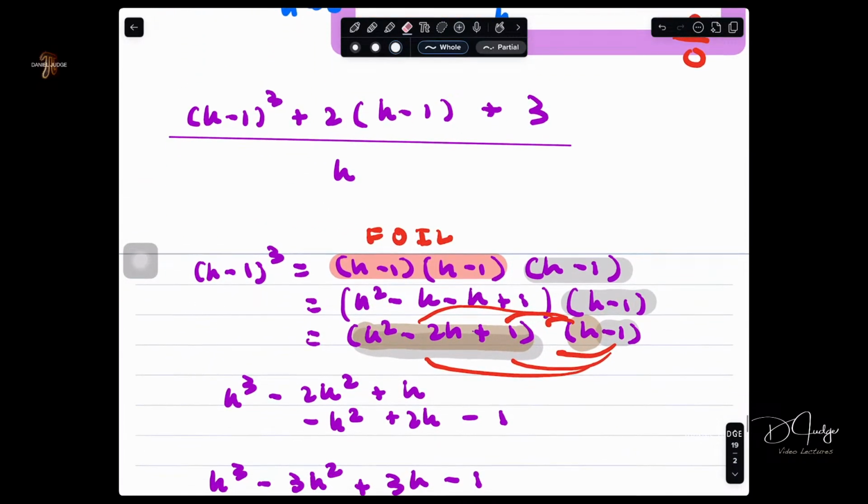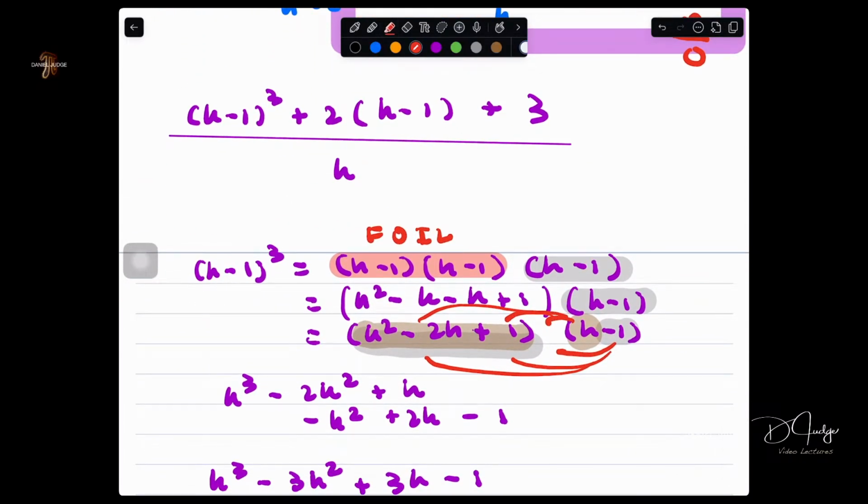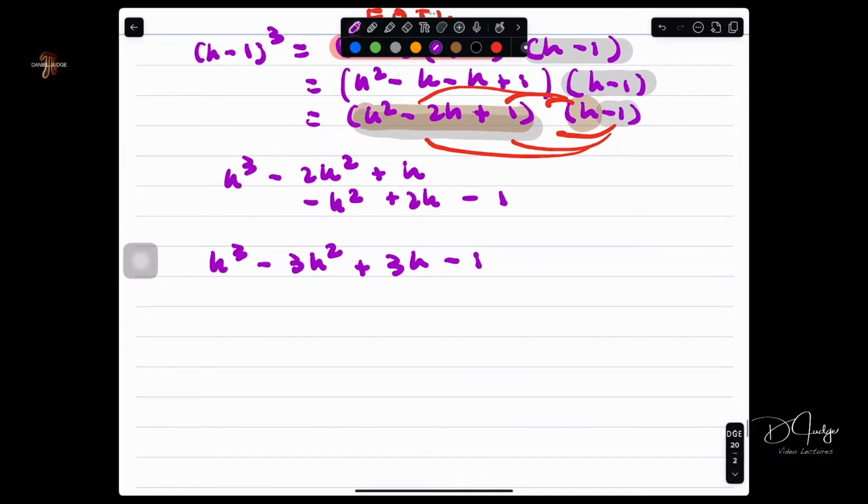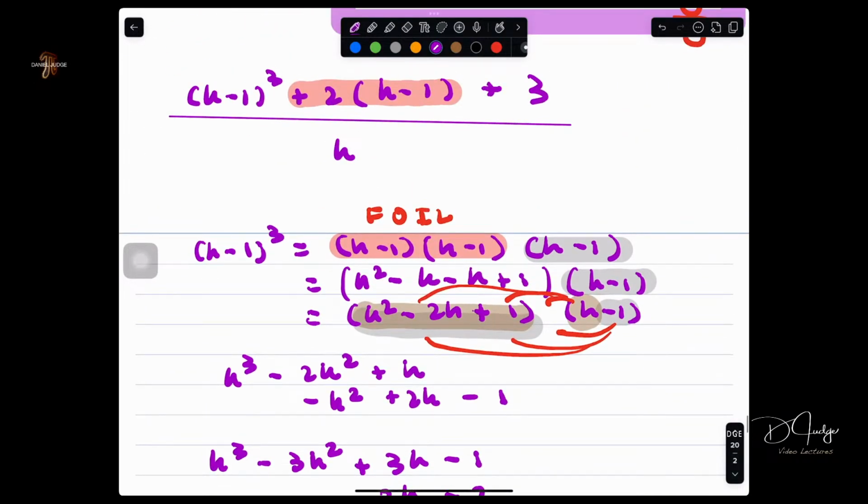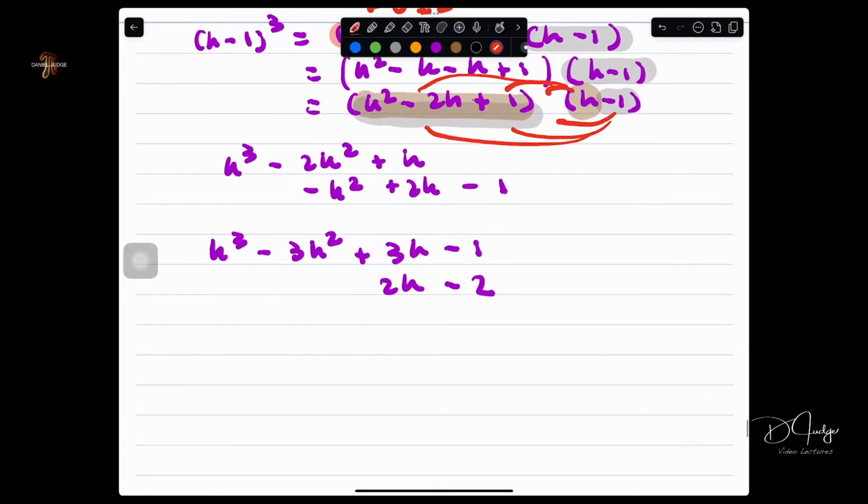That's my numerator. Don't forget, we now have to do the distributive property here, and then we're going to have the addition of 3. So this is going to be 2h minus 2 by distributing here. And then don't forget you have the addition of 3 over here. So we're going to add that 3 now.